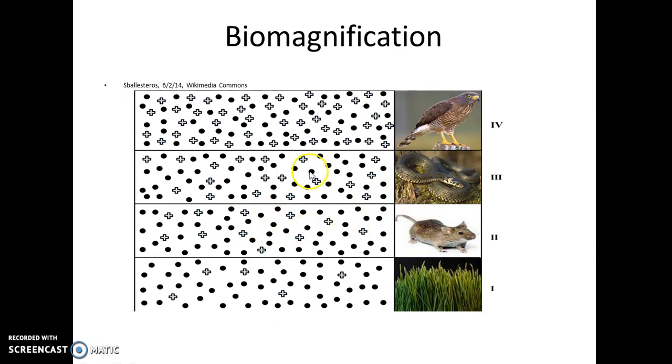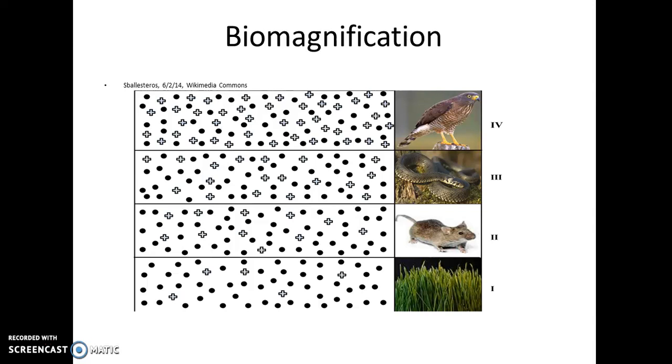And then the snake eats mice, and they concentrate the pesticides even more. And then the hawks will eat the snakes, and they have a higher concentration of the pesticides in their body. Now, in Silent Spring, this happened with DDT, and the eggshells were affected by DDT, and the young did not survive. So in Silent Spring, basically, there were no songbirds because the young had died.